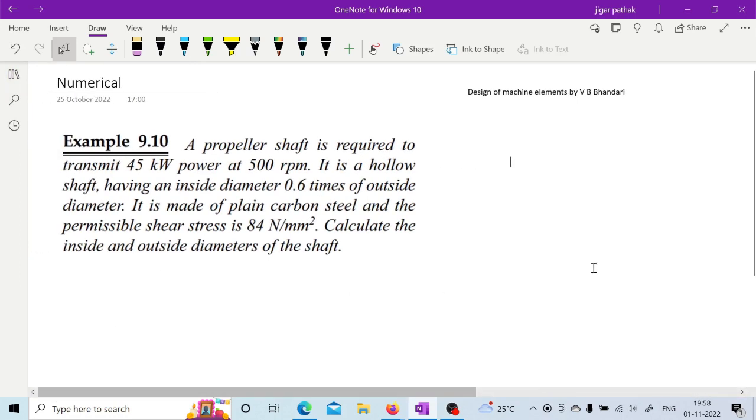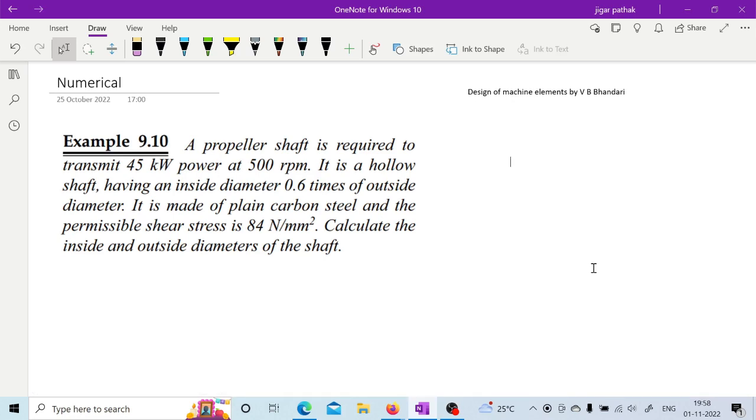Yeah. So can you see this numerical? Yes, sir. So here the numerical they have asked is: a propeller shaft is required to transmit 45 kilowatt power at 500 rpm. It is a hollow shaft having an inside diameter 0.6 times the outside diameter. It is made of plain carbon steel and the permissible shear stress is 84 Newton per mm square. Calculate the inside and outside diameters of the shaft. So can you try and calculate this?